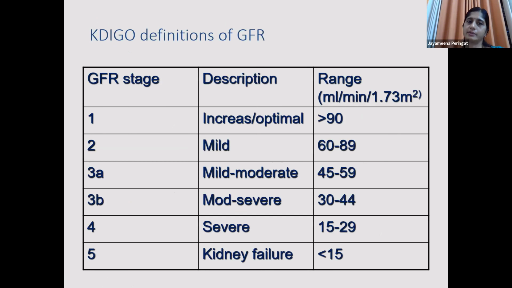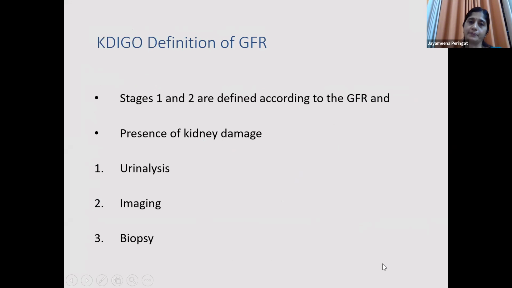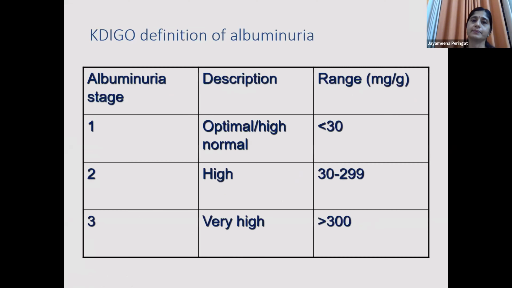By the KDIGO definition for the GFR, you have stage 1 more than 90 and mild CKD 60 to 89. This can be 3A and 3B, 45 to 59, 30 to 44. And these 2 are the severe stages. Stage 4 has a GFR of less than 30, less than 29, and CKD stage 5 of less than 15. In stage 1 and 2, although the GFR might be more than 60, the presence of kidney damage can be noted by urine analysis, imaging, or renal biopsy.